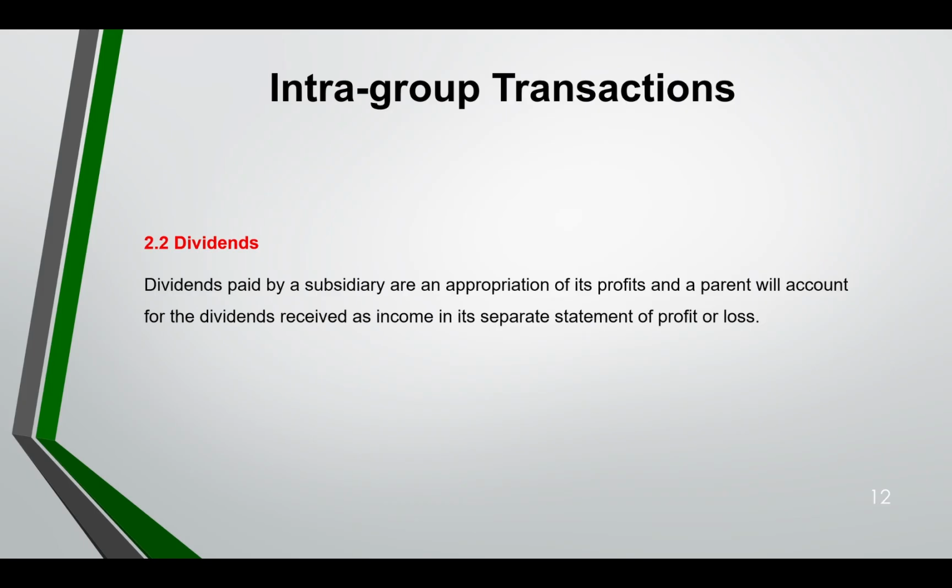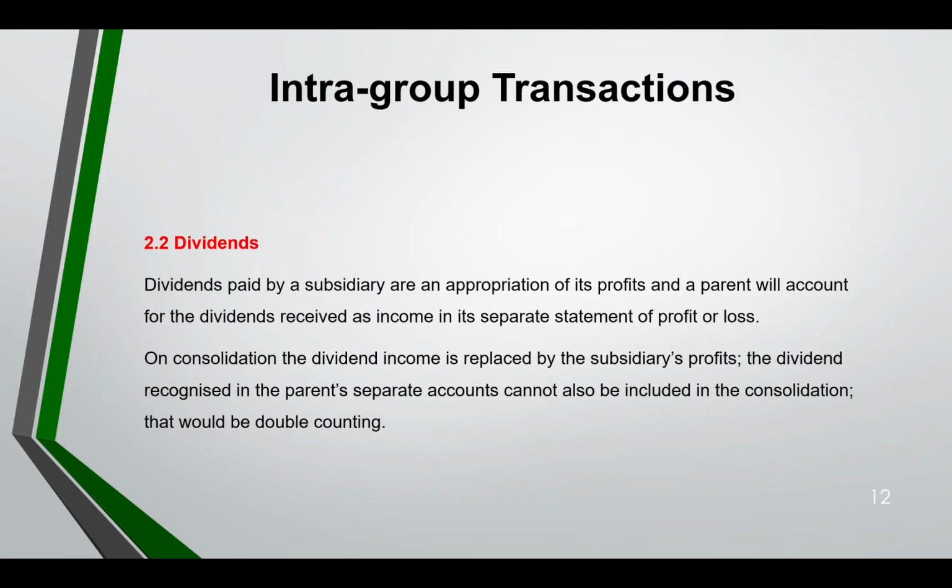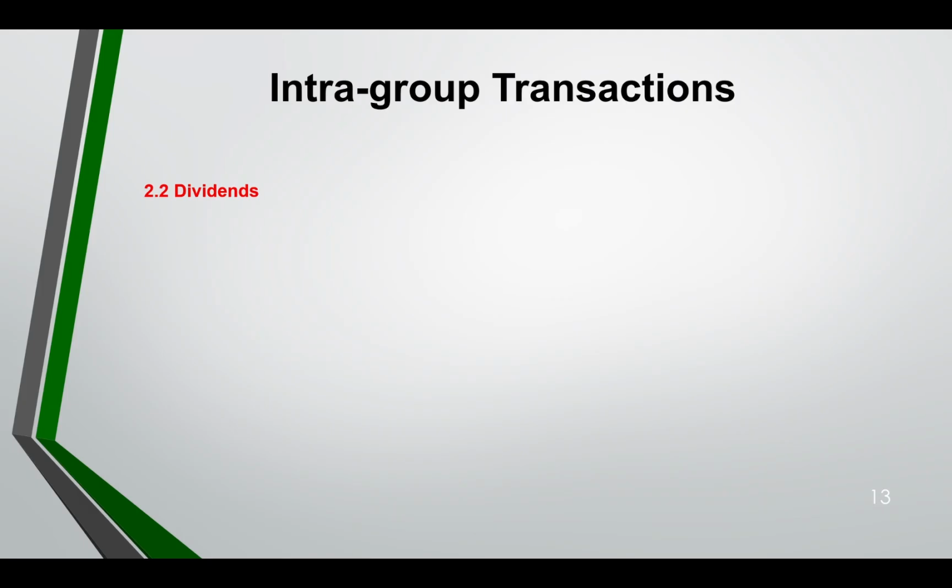Now, dividends. Dividends that are paid by subsidiary, they are an appropriation of profit, and parent will have to account for this dividend receipt as an income in their separate statement of profit and loss. But on consolidation, this dividend income is replaced by the subsidiary's profit. So dividend recognized in the parent separate account, you cannot include them in consolidation. Then it will be double counting.